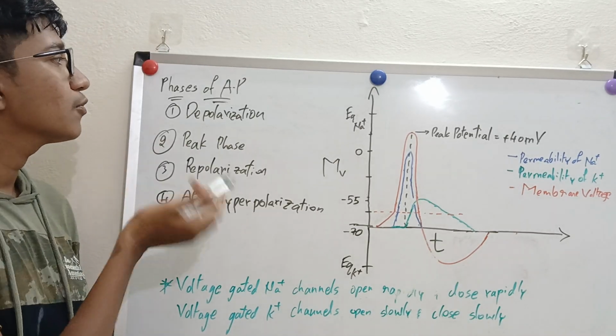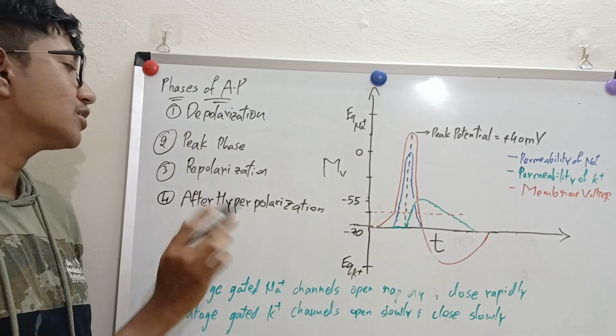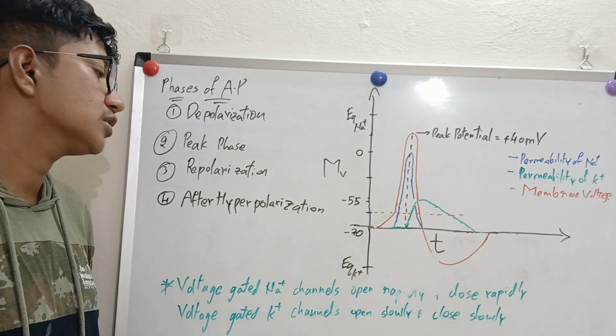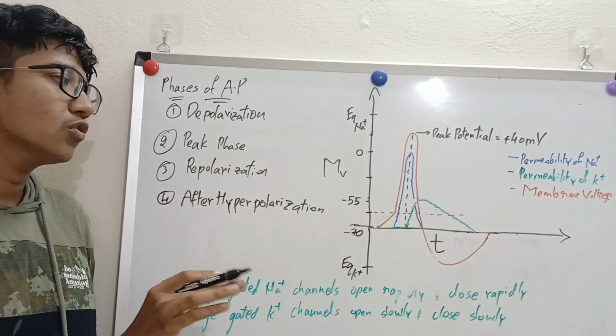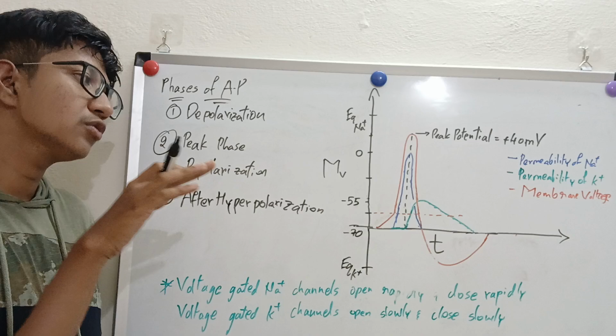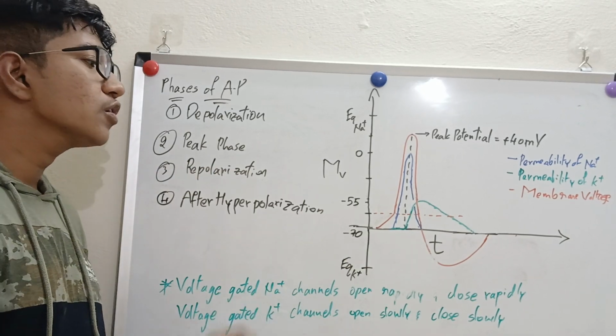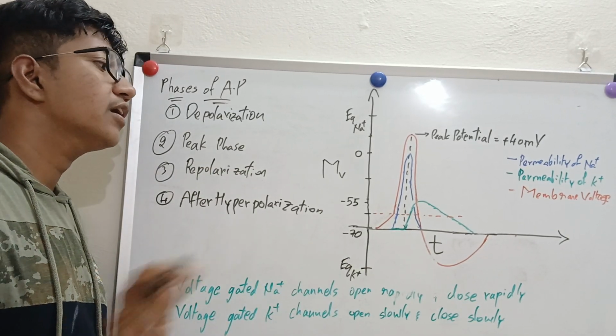In this class we will read in detail about the 4 phases of the action potential: depolarization, peak phase, repolarization, and after-hyperpolarization. In the previous class we learned that when we introduce a stimulus, it produces a graded potential through the opening of ligand gated ion channels or mechanical gated ion channels.